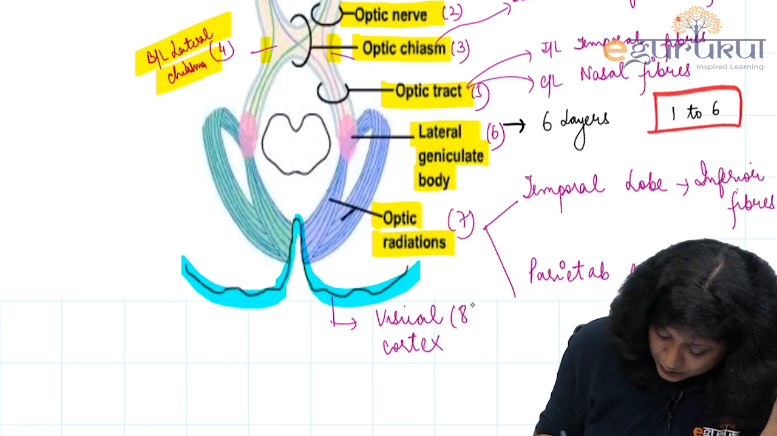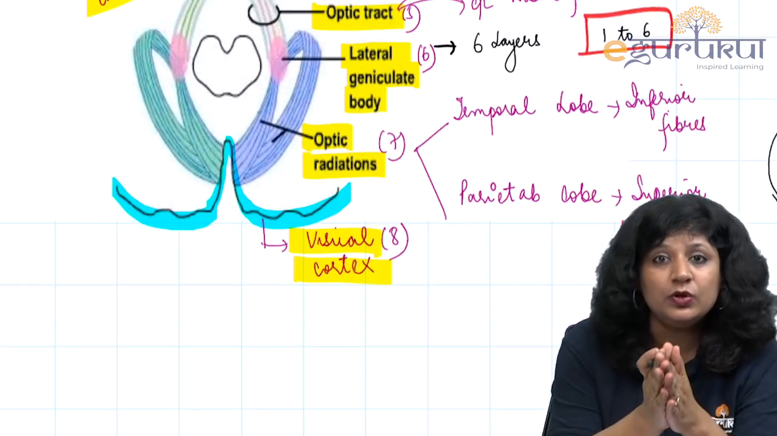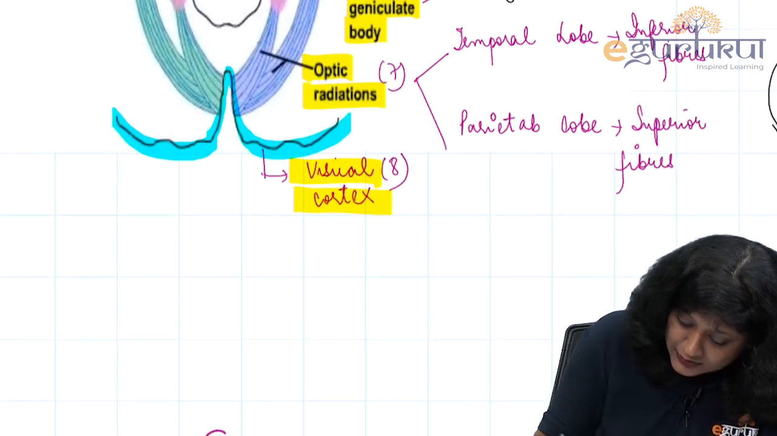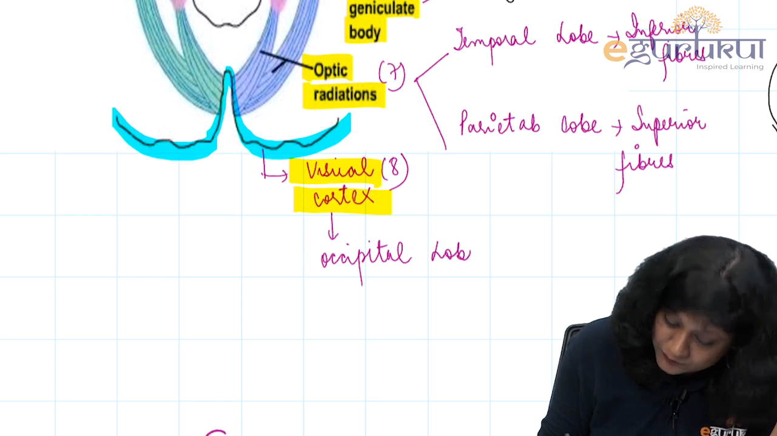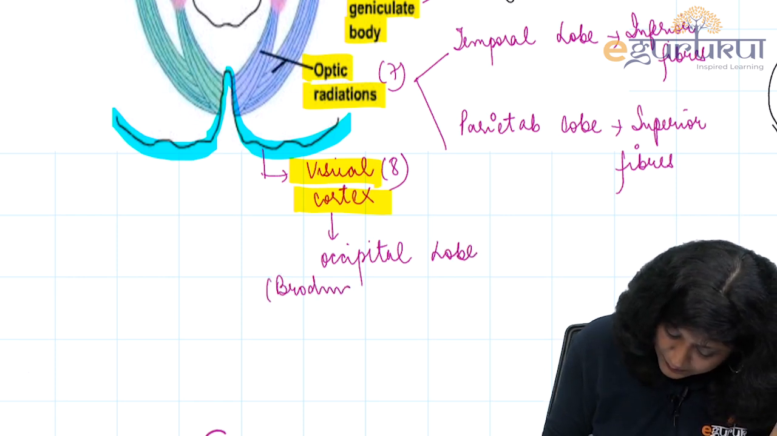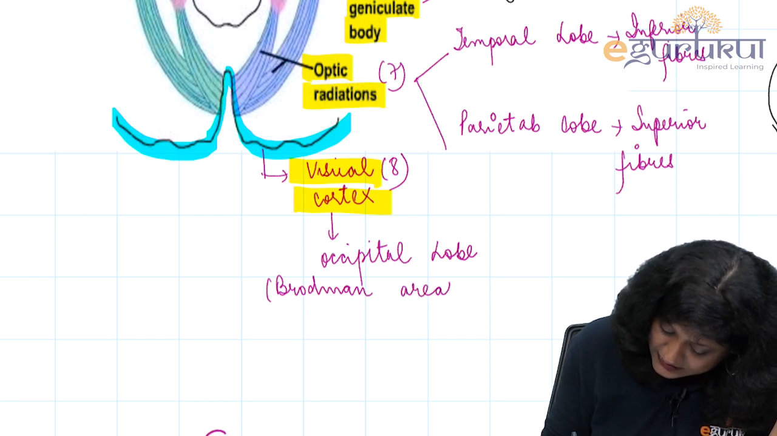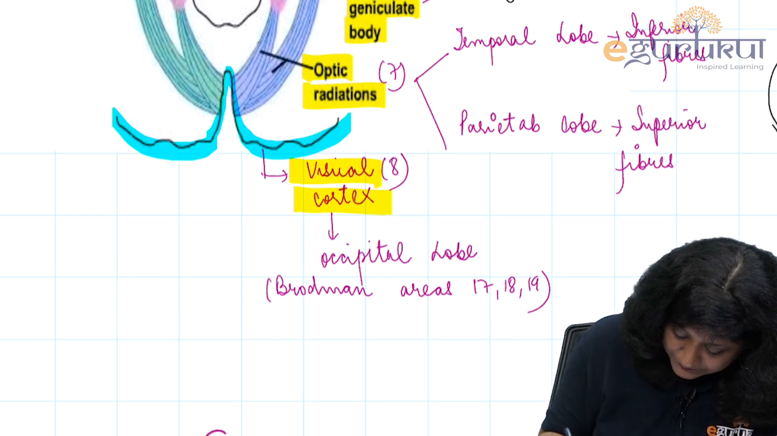So this will be your site number 8. We have learned how the visual pathway is going to follow, and the visual cortex lies in the occipital lobe, which is the Brodmann areas 17, 18 and 19, right?